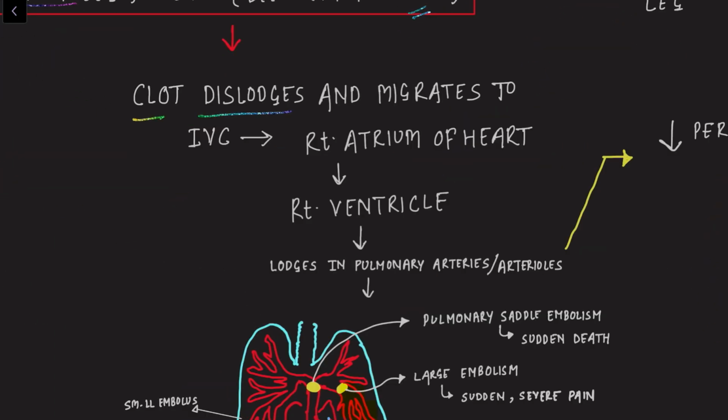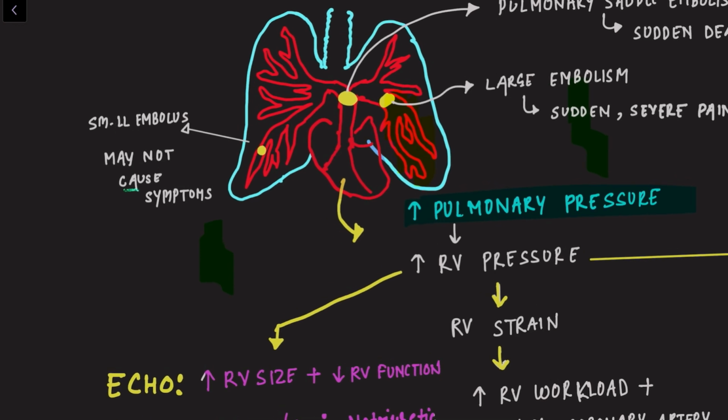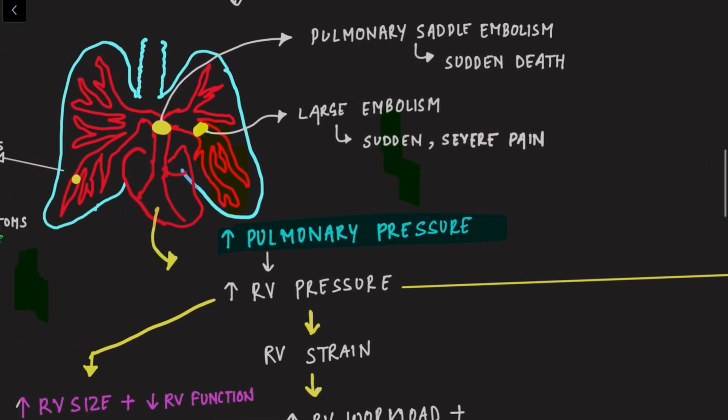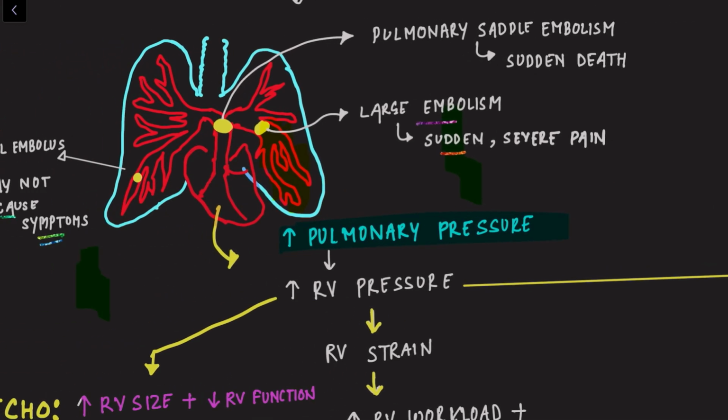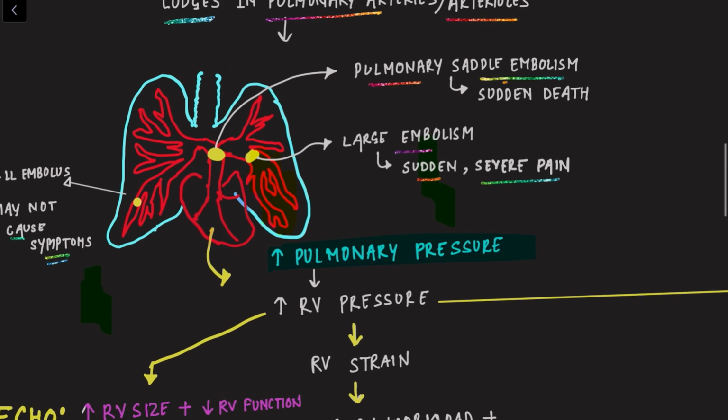The clot dislodges and migrates to the inferior vena cava from the extremities and goes to the right atrium of the heart. From the right atrium it goes to the right ventricle and lodges in the pulmonary artery or arterioles. A small embolus may not cause any symptoms, but a large embolus causes sudden and severe pain, and a pulmonary saddle embolism may cause sudden death.